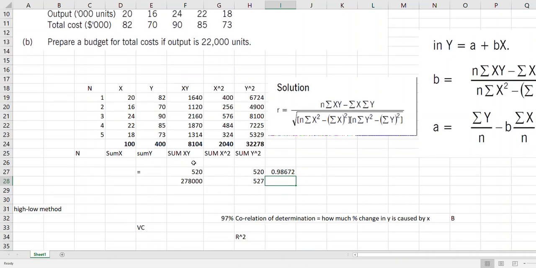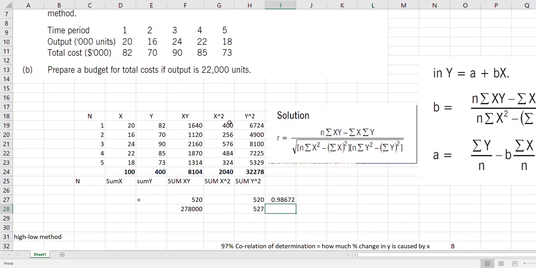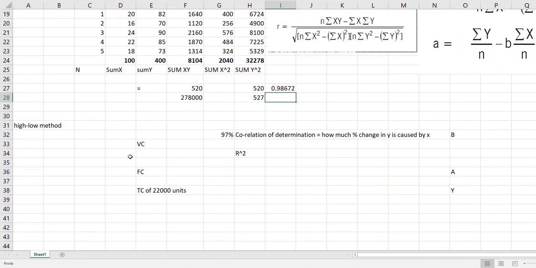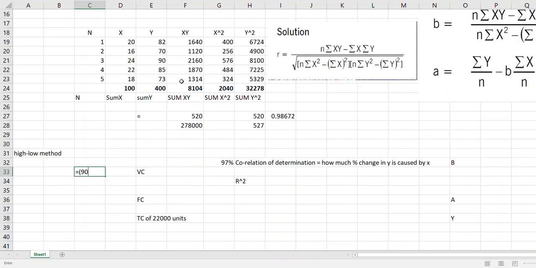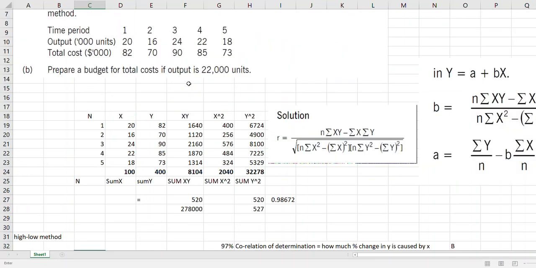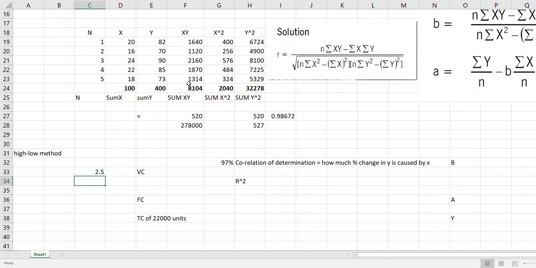Let's say if we want to see the variable cost and the fixed cost in this one, using high-low method, high activity is 24. Remember, you decide using activity, not using cost. So we have high activity and low activity. High activity is cost and low activity is cost. So we have the variable cost, which is the cost of the high activity, which is 90, minus the cost of low activity, which is 70, divided by high activity minus low activity.